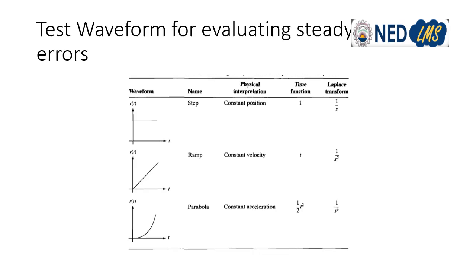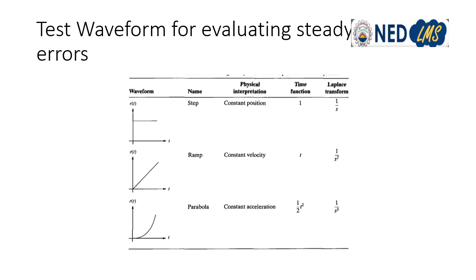These are the test waveforms we'll use for the steady state error. Here this is the step function, and in the time domain it is 1. If it is a unit step function, its magnitude is 1, otherwise it may have some other magnitude, and its Laplace transform is 1 upon S in the S domain.